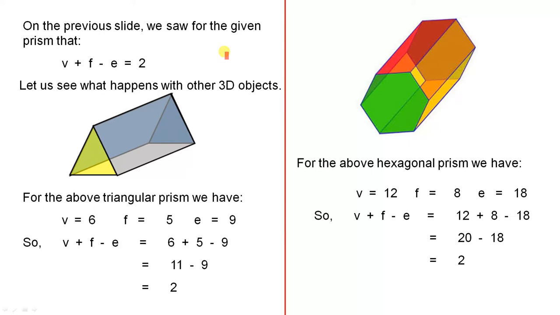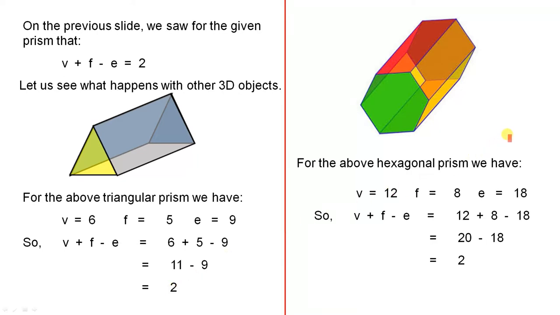On the previous slide we saw for the given prism that V plus F minus E equals 2. Let us see what happens with other 3D objects. For the above triangular prism we have, if you count the vertices you'll get 6 of them. If you count the faces you get 5. If you count the edges you get 9. V plus F minus E is 6 plus 5 minus 9. 11 minus 9 is 2. So that's the same as before.